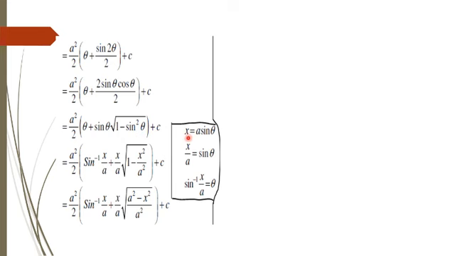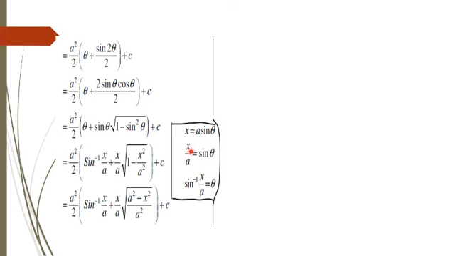And from this equation we can easily write the value of sin theta. x is equal to a sin theta, so x over a is equal to sin theta. Then theta is equal to sin inverse of x over a. So replace the values: theta by sin inverse of x over a, plus sin theta.